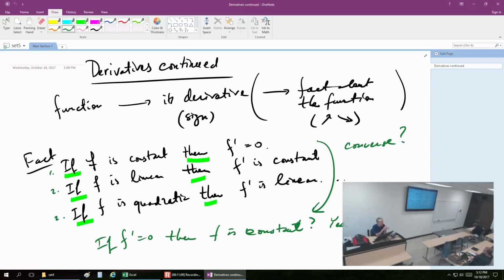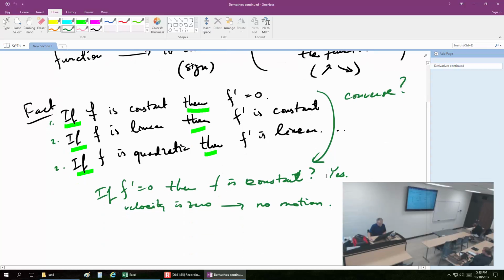Because if we go to the interpretation of functions as motion, the function is your location, f prime is its velocity, then if your velocity is 0, you shouldn't be moving, right? Velocity is 0, no motion, meaning that you are staying in the same position, so your location is constant.